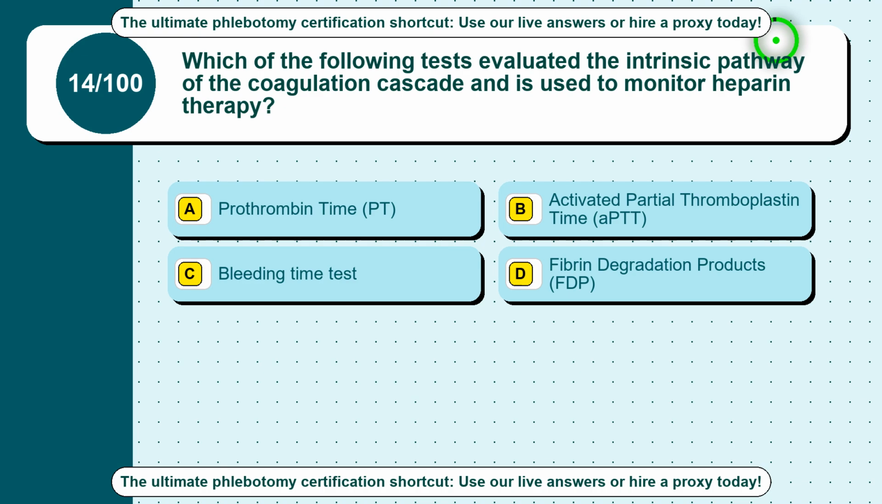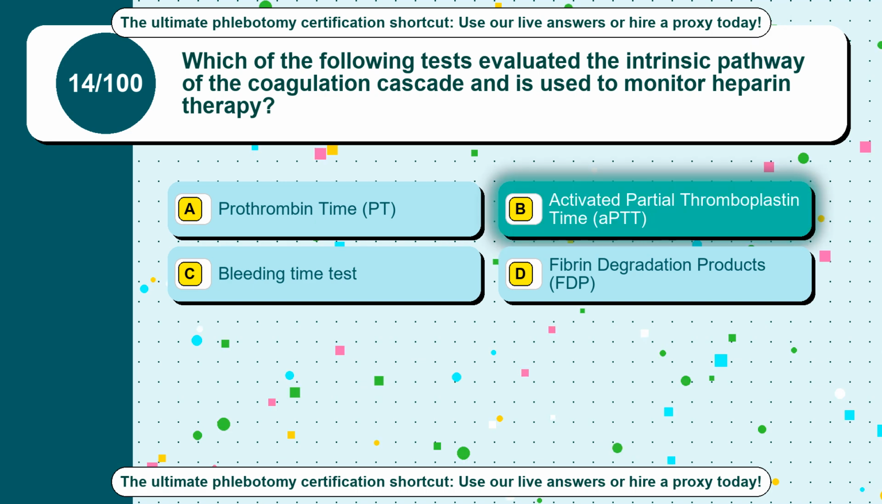Question 14. Which of the following tests evaluates the intrinsic pathway of the coagulation cascade and is used to monitor heparin therapy? Option A. Prothrombin time, patient. Option B. Activated partial thromboplastin time, APTT. Option C. Bleeding time test. Option D. Fibrin degradation products, FDP. The correct answer is option B. Activated partial thromboplastin time, APTT.